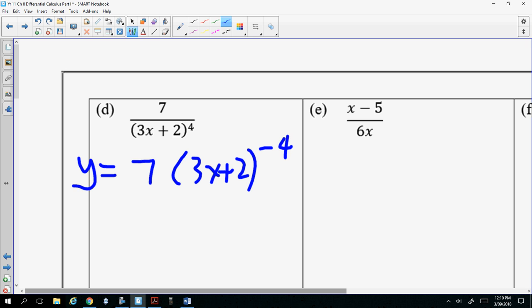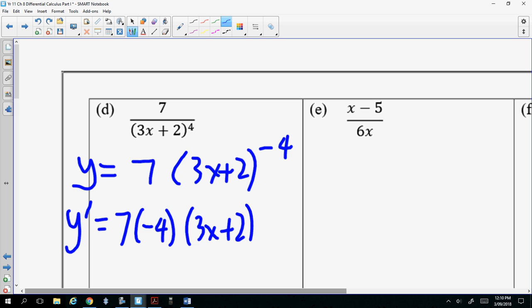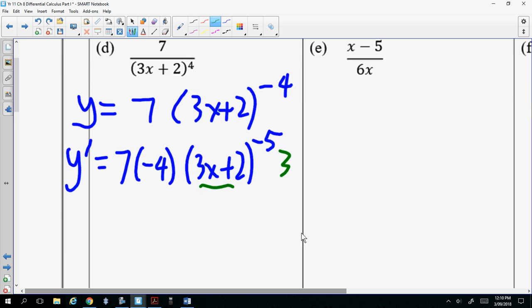y dash. You go 7 times -4 bracket 3x plus 2 to the power of -5. Not -3. Be careful. When it's a negative number, it seems to get bigger. What else do you have to do? Times 3. Good. All right. So what do you get? 28 times 3 times 4, 12. 12 times 7, is that 84? Yeah, 84.